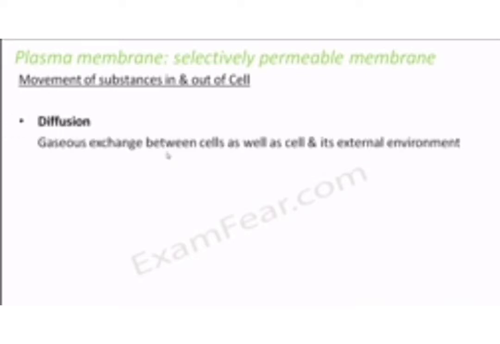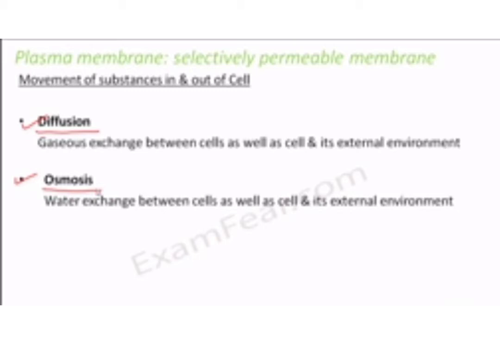So plasma membrane, the selectively permeable membrane. How does the movement of substances take place in case of a plasma membrane? Movement of substances in and out of the cell happens by two processes: diffusion, which is gaseous exchange between cells as well as the cell and its external environment, and the other mode is osmosis. What is the difference between diffusion and osmosis? When we talk about diffusion, we basically talk about particles. When we talk of osmosis, we mostly talk of water. In these processes, the movement of the substance takes place from a region of higher concentration towards a region of lower concentration. We'll talk about that a little later, because we are going to talk about diffusion and osmosis separately in detail. Basically, here what we need to know is plasma membrane will allow things by the process of diffusion and osmosis.